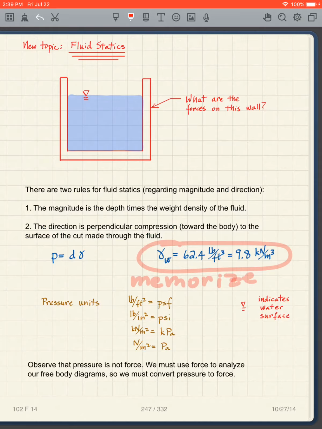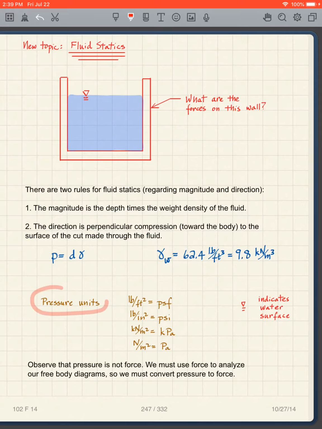And like I say, you'll need to memorize those for the rest of your life, because no matter what you become involved with, you're going to be dealing with water in your profession of civil engineering or mechanical engineering. Okay, so what are the pressure units? Well, that we're going to be working with are pounds per square foot, PSF, pounds per square inch, PSI, kilonewtons per square meter, which are kilopascals. Newtons per square meter are pascals.